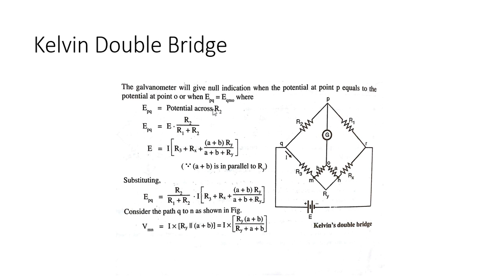Okay, now for balance equation, or for balancing of this bridge, we know that EPQ is equal to EQMO. So here EPQ is equal to EQMO. This is the equation for EPQ and the equation for EQMO. Now see which part gets cancelled here. I think I should get cancelled, and it is written over here.